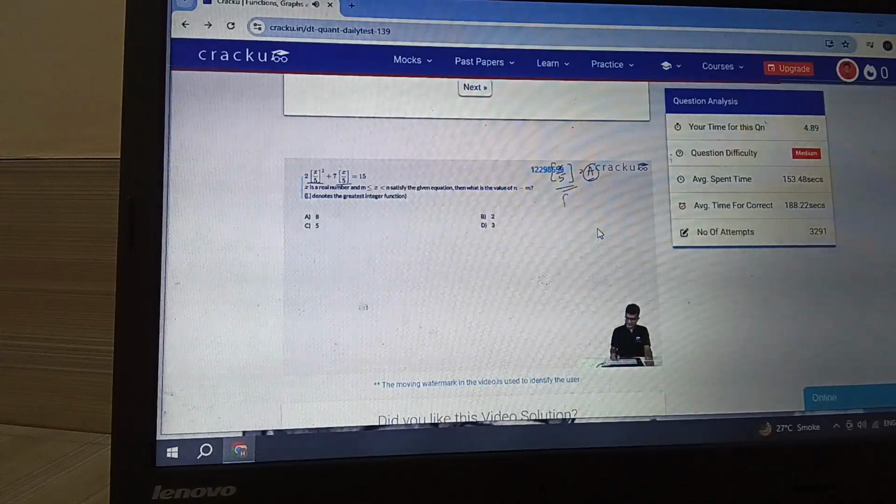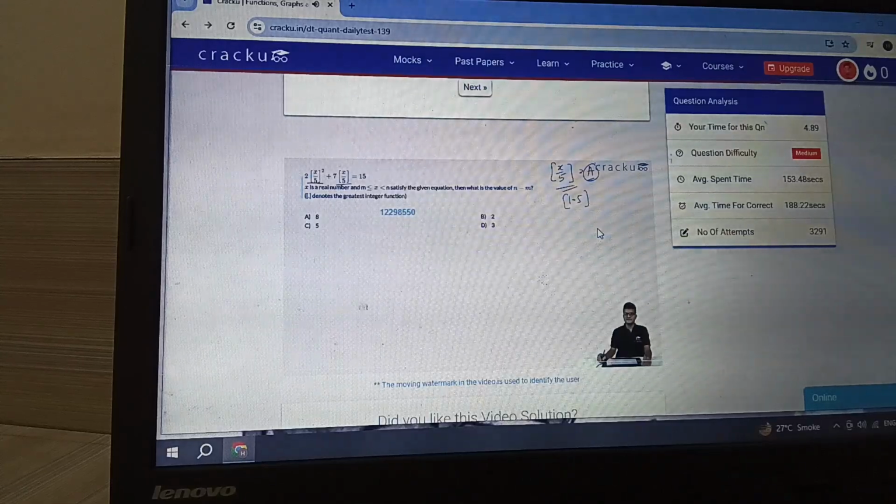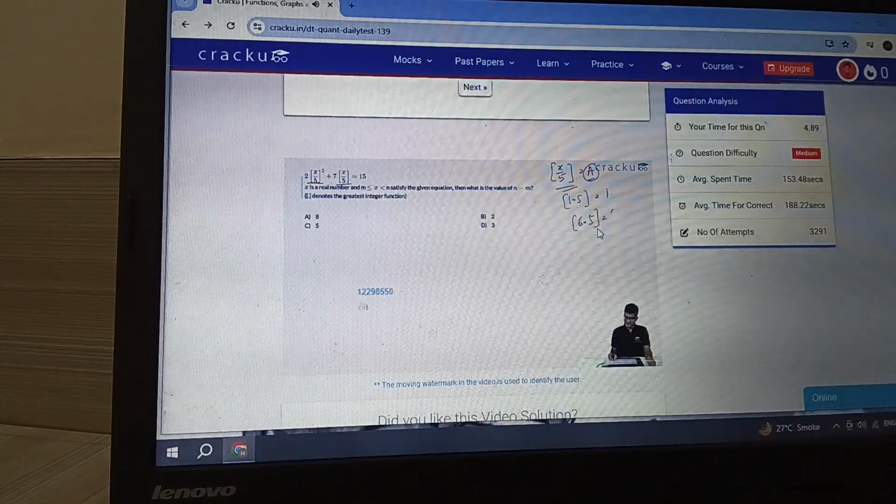What is the integral part of 1.5? We are looking for the greatest integer which is less than 1.5. So this is equal to 1. What is the greatest integer which is less than or equal to, say, 6.5? That will be equal to 6. What is the greatest integer which is less than or equal to 5? This is equal to 5.